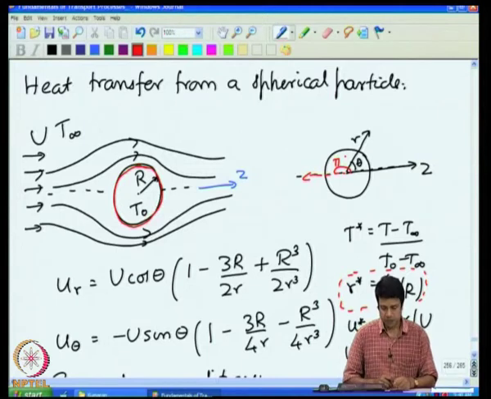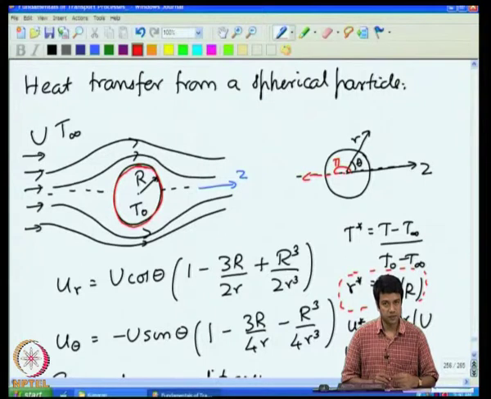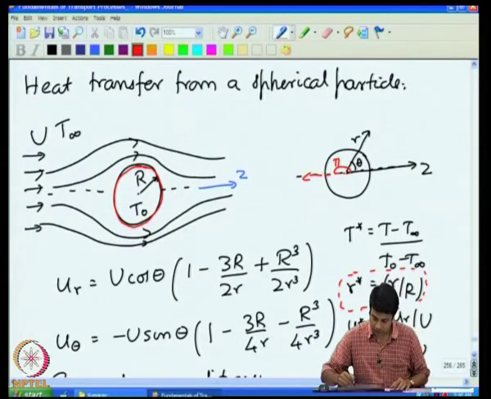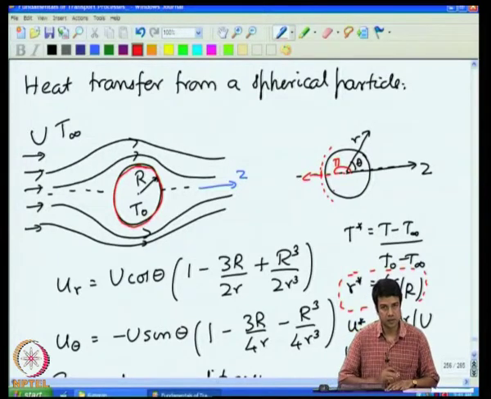So, the upstream stagnation point for the sphere is at theta is equal to pi. The downstream stagnation point is at theta equal to 0. The flow is incident on the sphere at theta is equal to pi. That means that at theta is equal to pi, one would expect the boundary layer thickness to be its minimum value.